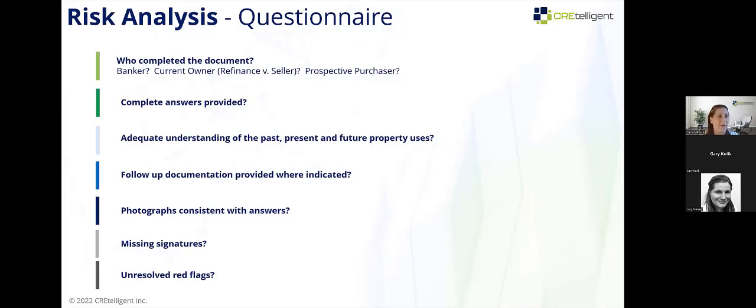Did the questionnaire give you an adequate understanding of the past, present, or future property uses? Did you have follow-up documentation that's been noted but you didn't receive? Were the photographs of the property consistent with the answers on the questionnaire? Were you missing signatures, or were there any other unresolved red flags that just left you scratching your head going, I really don't think I have enough here? If that's where you stand, then you need to get more. And if you can't get more, then you're going to need to move to the next level of investigation.